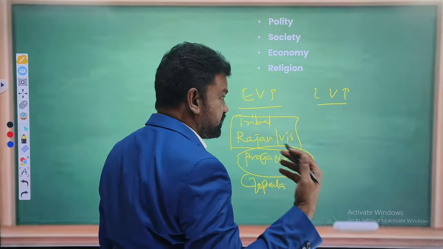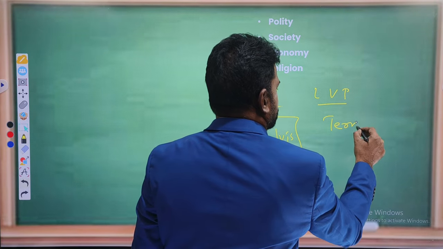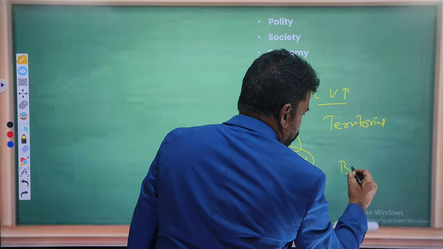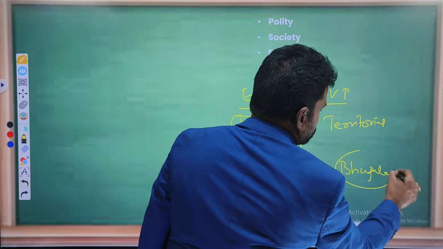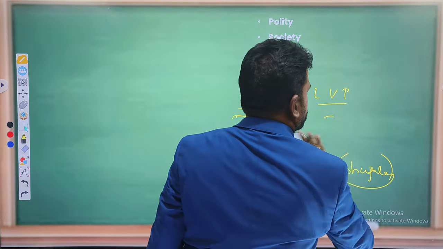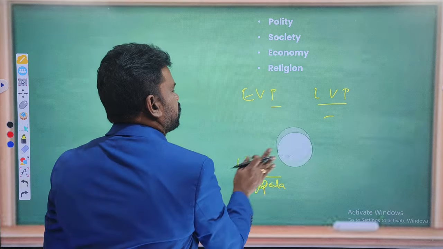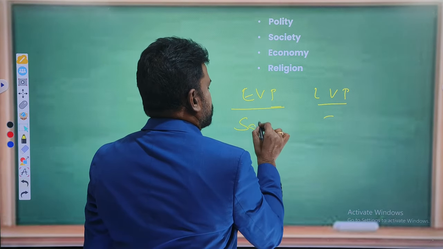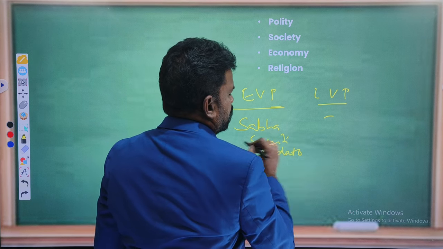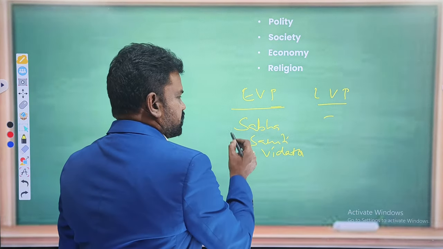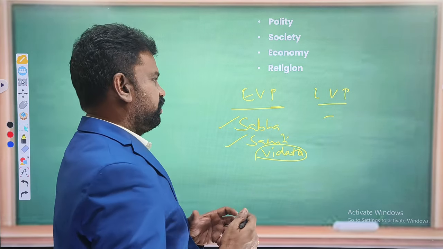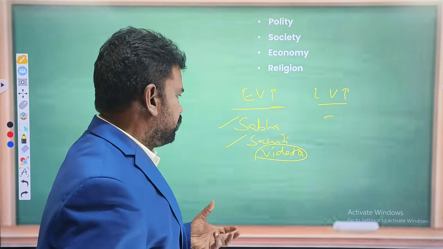Here, it has been changed. In the later Vedic period, the territorial concept started. Gopala became Bhupala. Bhupala means the head of the land. Like that, changes occurred from early to later Vedic period. In the early Vedic period, Sabha, Samiti, Vidata were the village assemblies. Sabha was the elders' assembly, Samiti could be attended by anyone, and Vidata even by women.